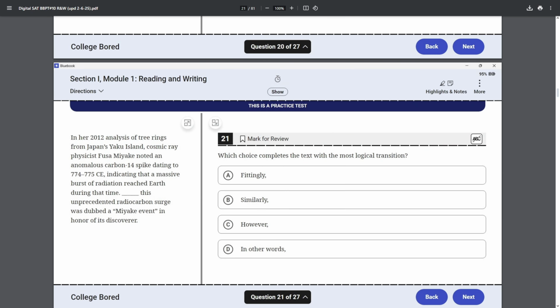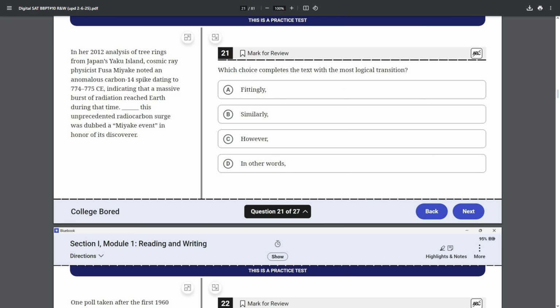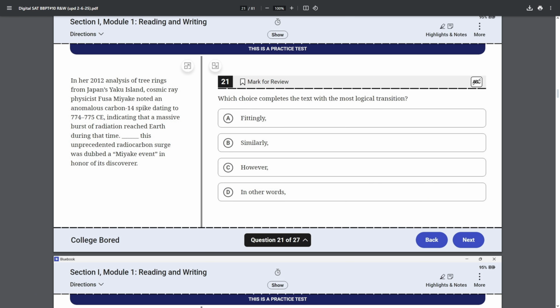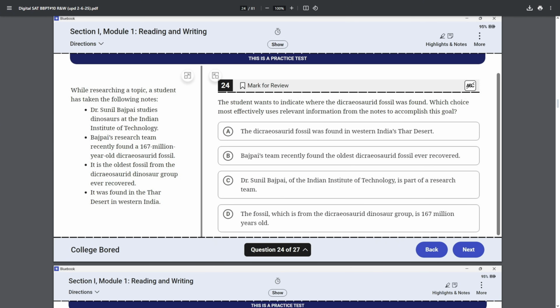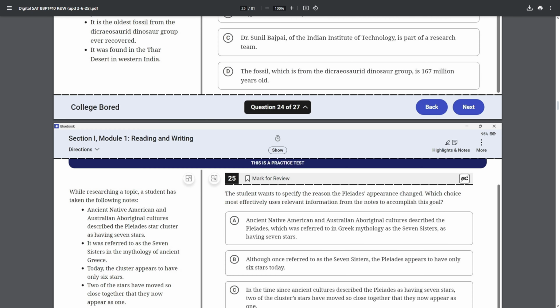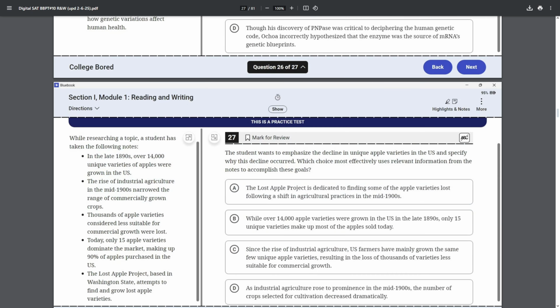And then from 22 and 23, that's gonna be the transition questions. In this case, it started at 21. And your transition questions are pretty much similar to vocab questions. I mean, you have to choose the correct word to put in the text. And then finally, from 24 to 27, you have these bullet point questions. So this will always be at the very end of the test.